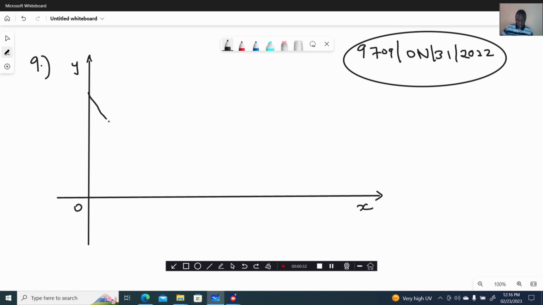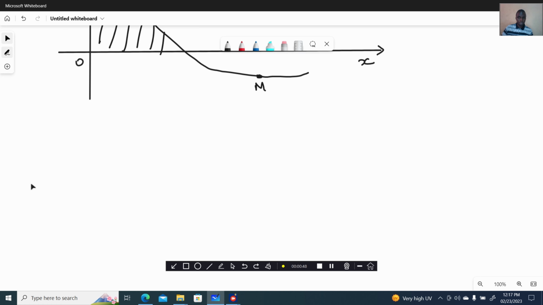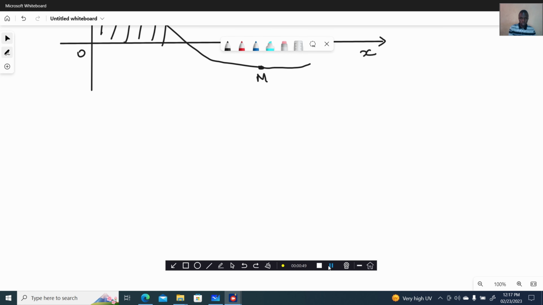So let me draw the curve first. This was the curve. We had the minimum point to be M. Then this area is shaded like that. So what do we do as a result? So I will write the question down.